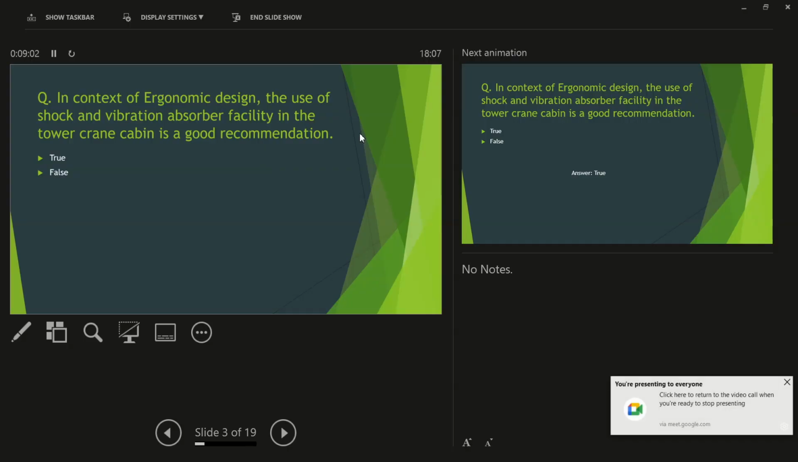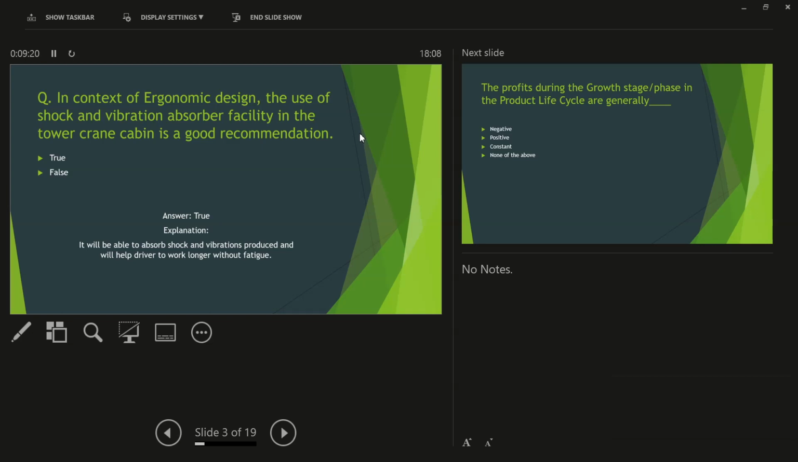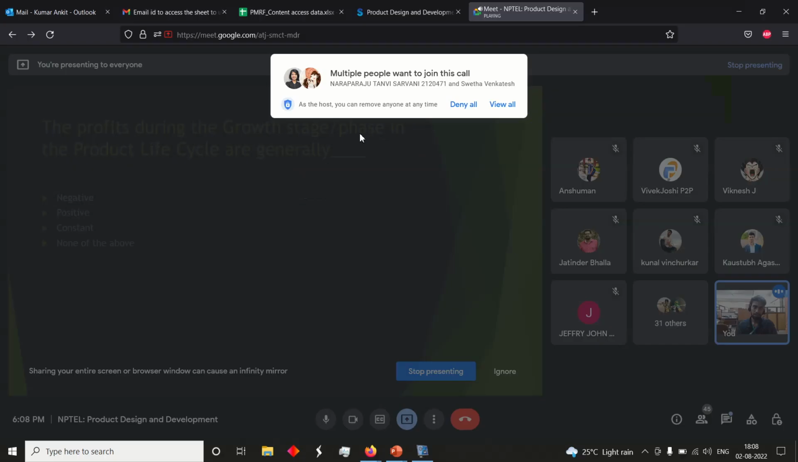Okay, if not, the answer for this is true, and it's quite straightforward, as the shock or vibration absorber will be able to absorb the shock produced due to the machinery and will help the driver to work longer without fatigue.